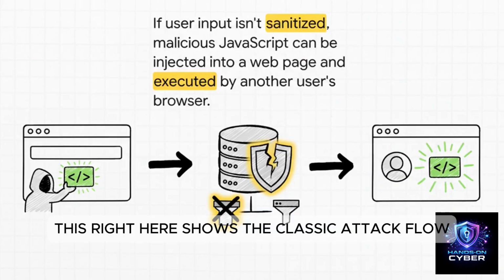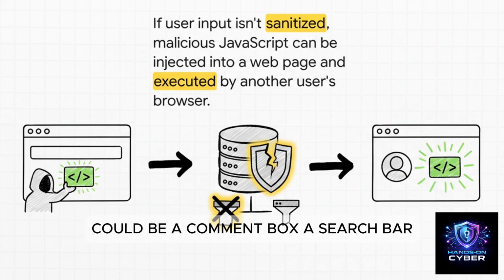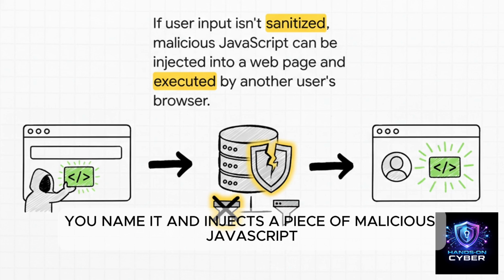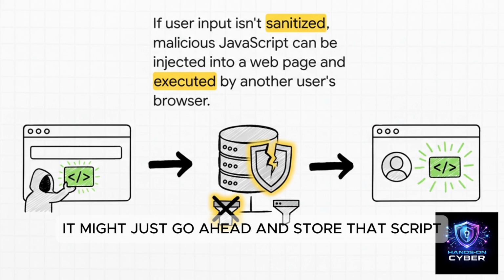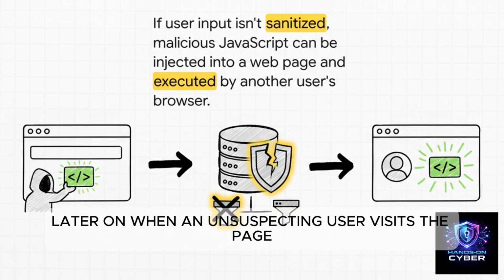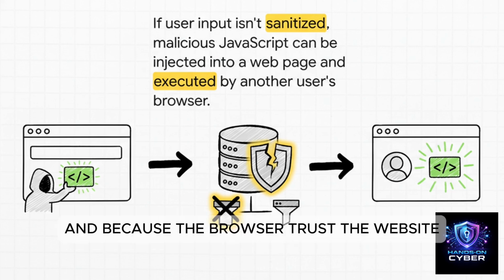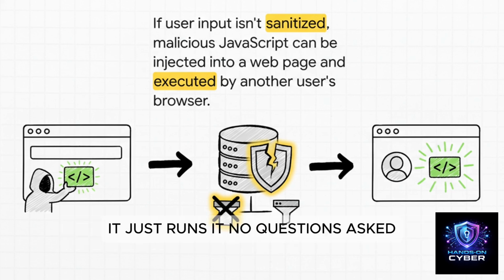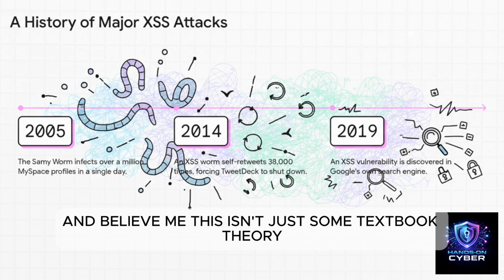This right here shows the classic attack flow. So an attacker finds an input field, could be a comment box, a search bar, you name it, and injects a piece of malicious JavaScript. Now, if the application isn't built securely, it might just go ahead and store that script. Later on, when an unsuspecting user visits the page, their browser gets served that malicious script. And because the browser trusts the website, it just runs it. No questions asked.